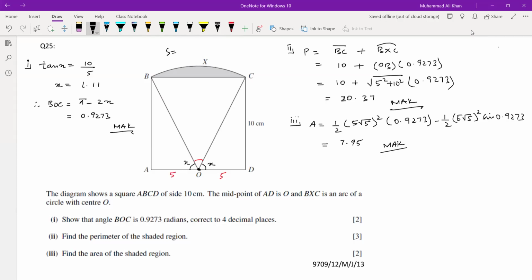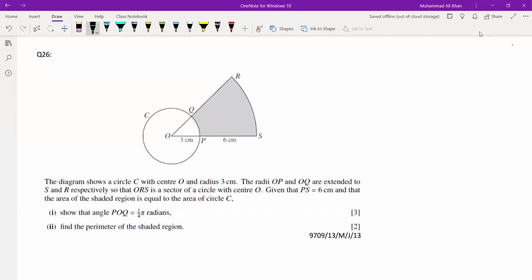is the area of shaded region. Question number 26 from May June 13, paper 1-3. Show that the angle POQ is pi by 4. We have to prove this angle. How to prove this angle? What is given?